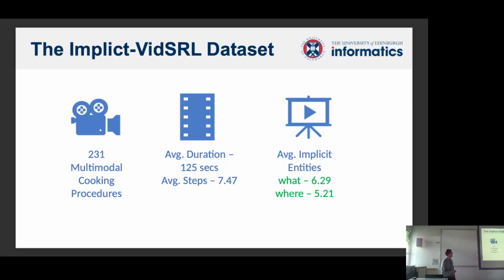Okay, so the data set we end up with is smaller this time. It has 231 recipes, multimodal cooking procedures officially. Duration, as I said, is about 2 minutes on average, about 7.5 steps per recipe. And we also counted the number of implicit entities, and there's quite a lot for both roles, the what role and the where role. There's between 4 and 5 implicit arguments per recipe.